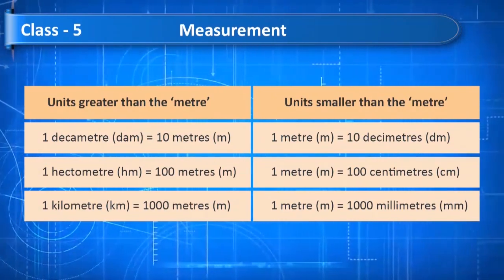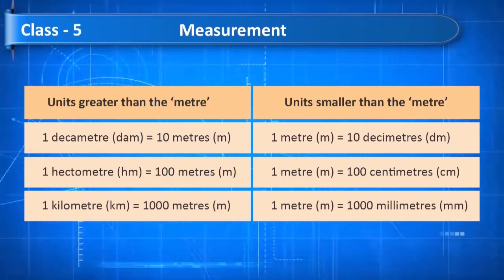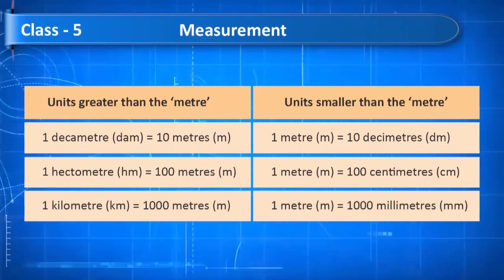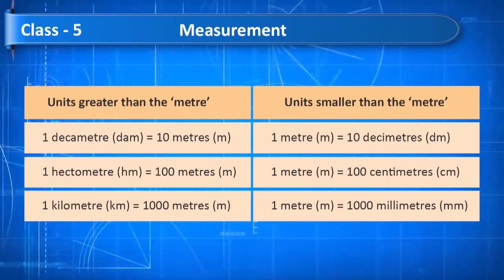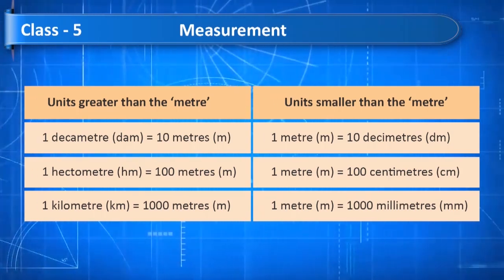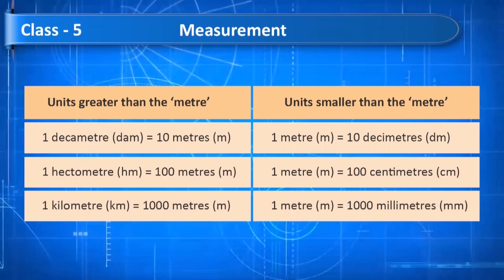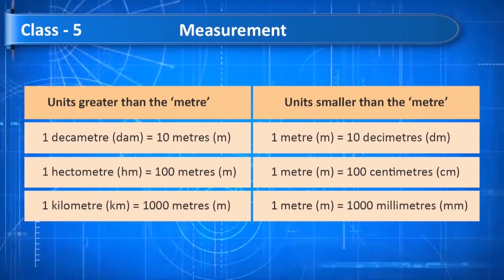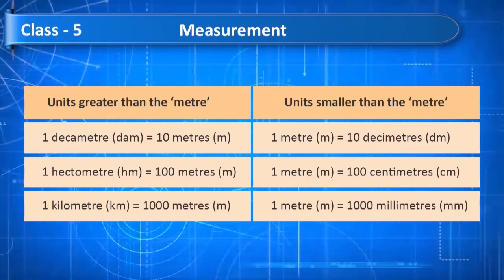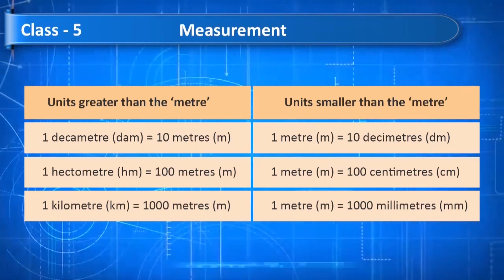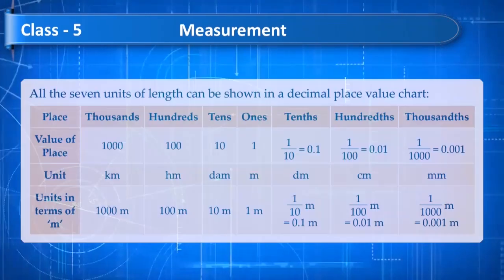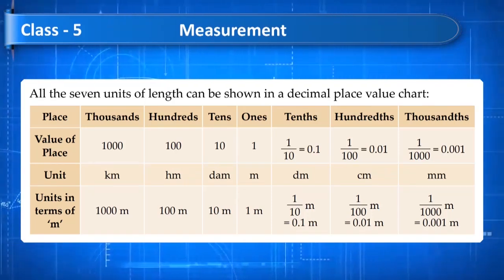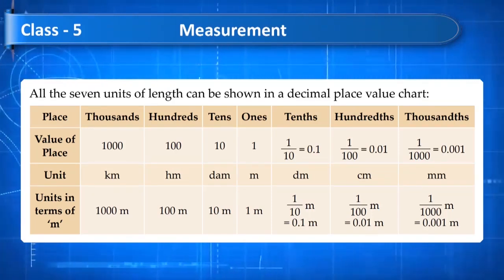Units greater than meter. 1 decameter is equal to 10 meters, 1 hectometer is equal to 100 meters, 1 kilometer is equal to 1000 meters. Units smaller than meter. 1 meter is equal to 10 decimeters, 1 meter is equal to 100 centimeters, 1 meter is equal to 1000 millimeters. All the 7 units of length can be shown in a decimal place value chart.